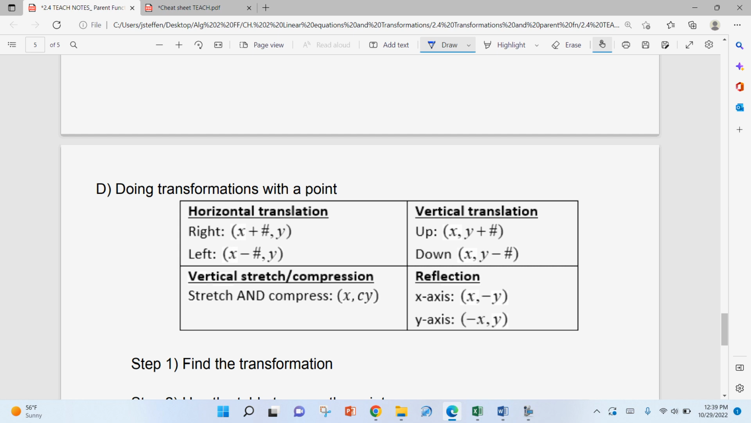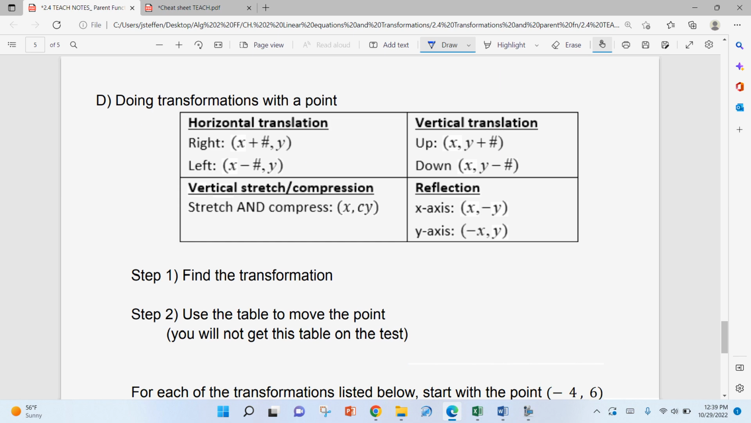So, next thing we have is when they have a specific point. And we'll do a little bit more of this later when we have a graph. But this is almost the same idea. It's just a little bit different. So I included this new table. You will not get this table on the test, so make sure you remember this. But it kind of makes sense.